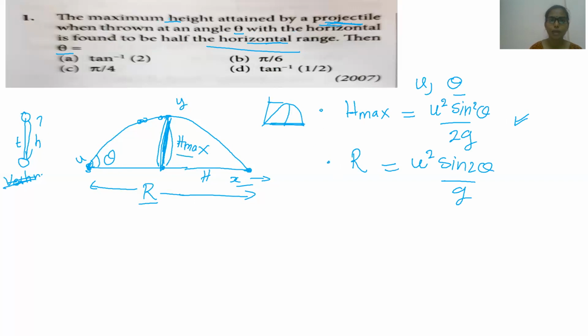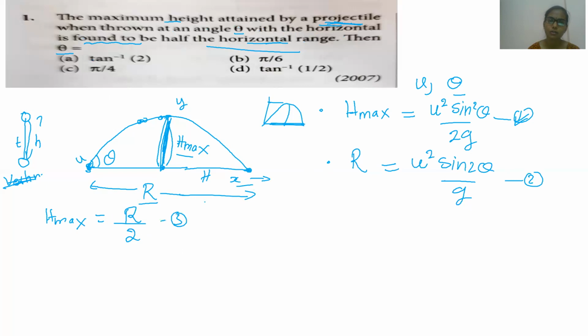They are asking the maximum height attained by the body, that is H maximum, when the body makes an angle theta with the horizontal. It is found to be equal to, the meaning of found to be is it will be equal to half of the horizontal range. This is what is given. Now, this is what we take: H maximum formula 1 and 2. Substitute 1 and 2 in equation 3.